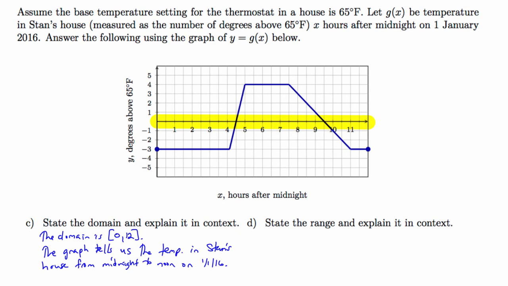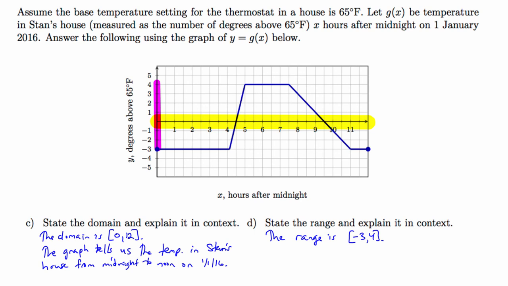In part D, we need to state the range and explain what it means in context. So the range is the set of all the y values. So now I'm looking vertically to see how low and how high this graph goes. I can see the graph tops out at a y value of 4, and I can see that it goes down at a minimum to a y value of -3. So the range will be from -3 up to 4. Again, because the range includes everything from -3 up to 4, we need to write this as an interval. So bracket -3, 4, bracket.